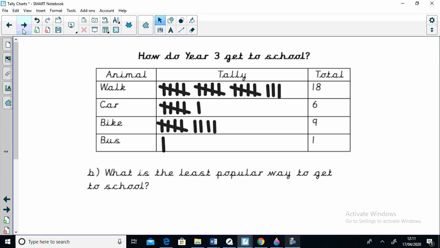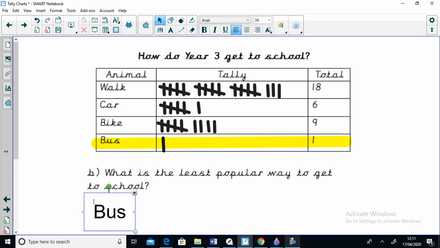Okay. B, what is the least popular way of getting to school? So again, I need to interpret the tally chart, but this time I'm not looking for the most popular way, I'm looking for the least popular way, the way with the fewest number of tallies and the smallest total. Hopefully that's really clear from the tally chart that bus is definitely the least popular way of getting to school. Okay? So I can write my answer. What is the least popular way of getting to school? I can type bus.